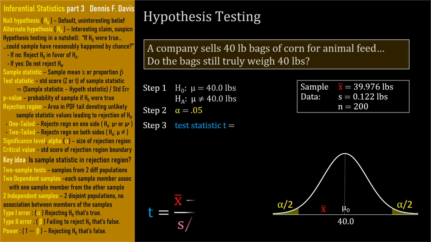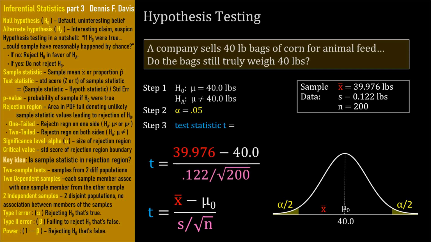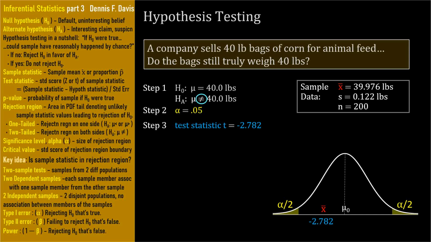Here's the formula for the test statistic t. We know all the variable values, so we get t equals 39.976 minus 40 divided by 0.122 over the square root of 200. This turns out to be t equals negative 2.782. The red sample statistic x bar is 2.782 standard errors below the mean.